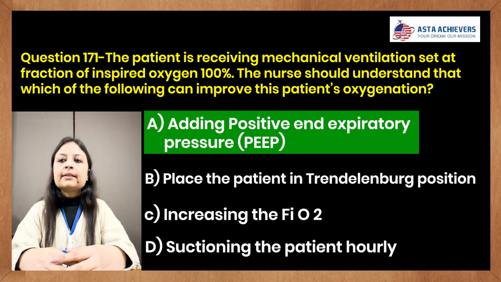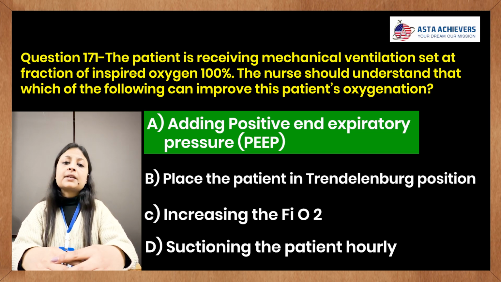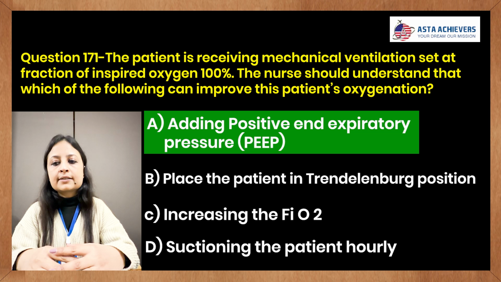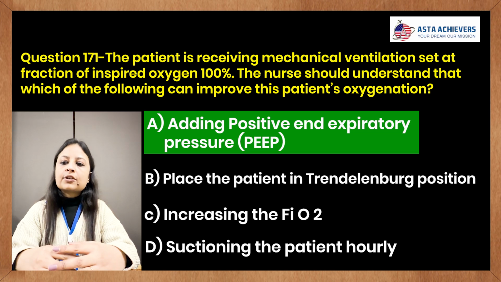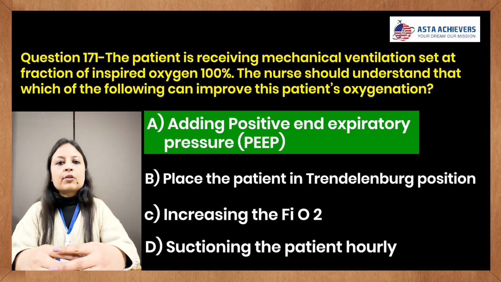So option A, adding positive end-expiratory pressure, is the correct answer, because positive end-expiratory pressure is a mechanical ventilator setting that maintains the pressure in the lungs above the atmospheric level at the end of expiration, which prevents alveolar collapse and enhances oxygenation.